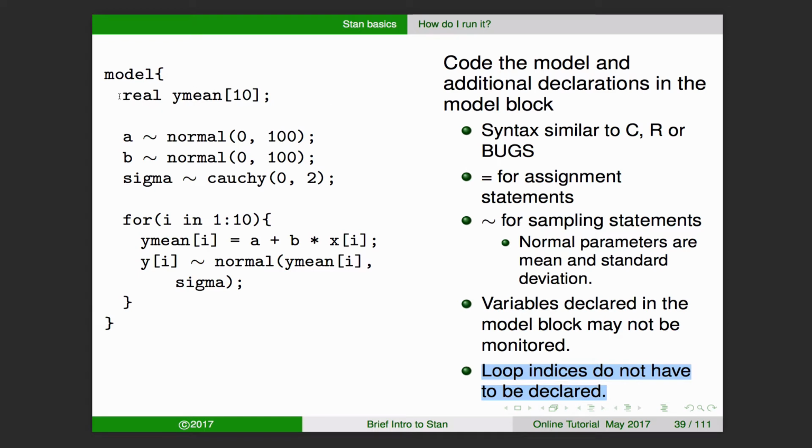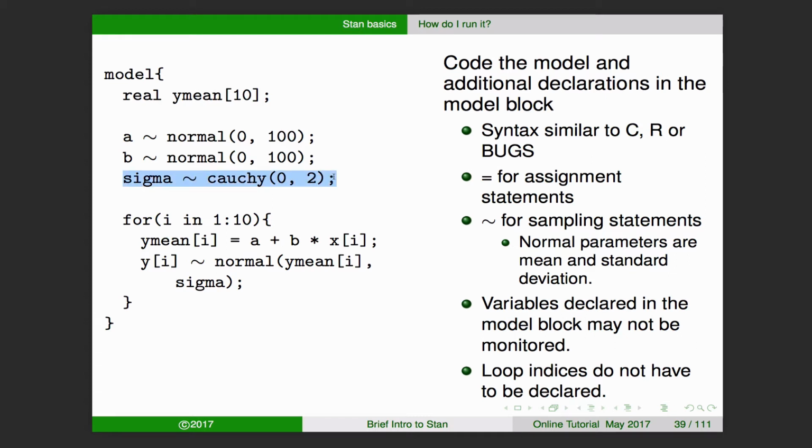So here you've got an example where I've done a declaration internal to the model block, which I'm going to use to hold an intermediate calculation. But again, that means I cannot collect the values of y mean outside the model block to do later inferences. Here I'm specifying my prior distributions. Here I'm specifying, A is normal, 0 with a standard deviation 100. Same thing for B. And here where I'm saying sigma is Cauchy.